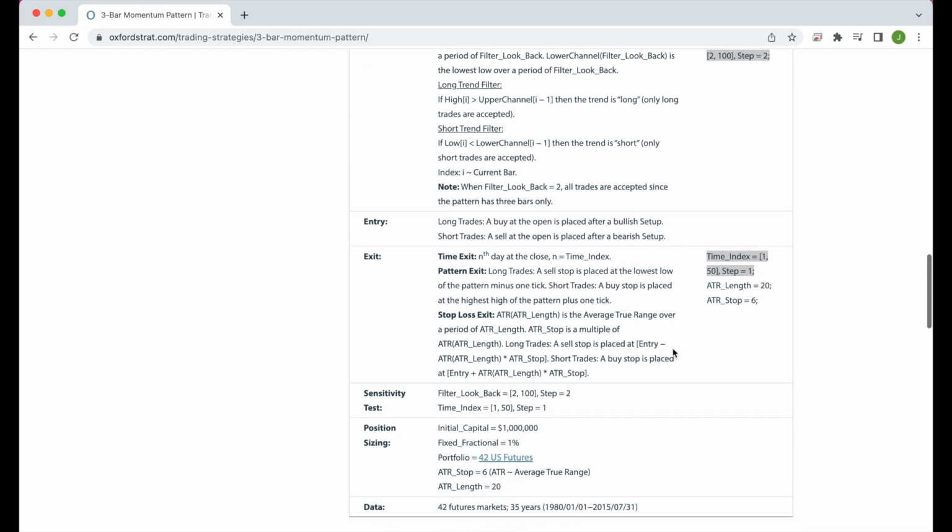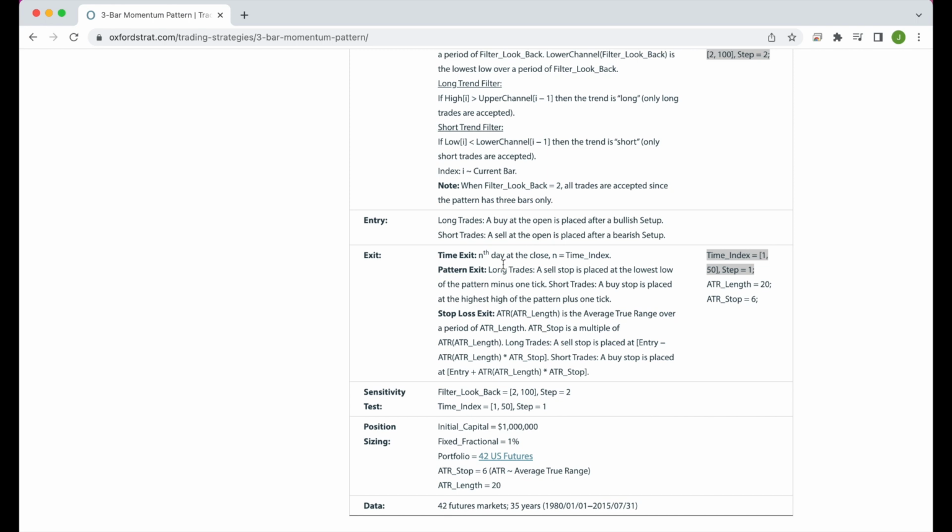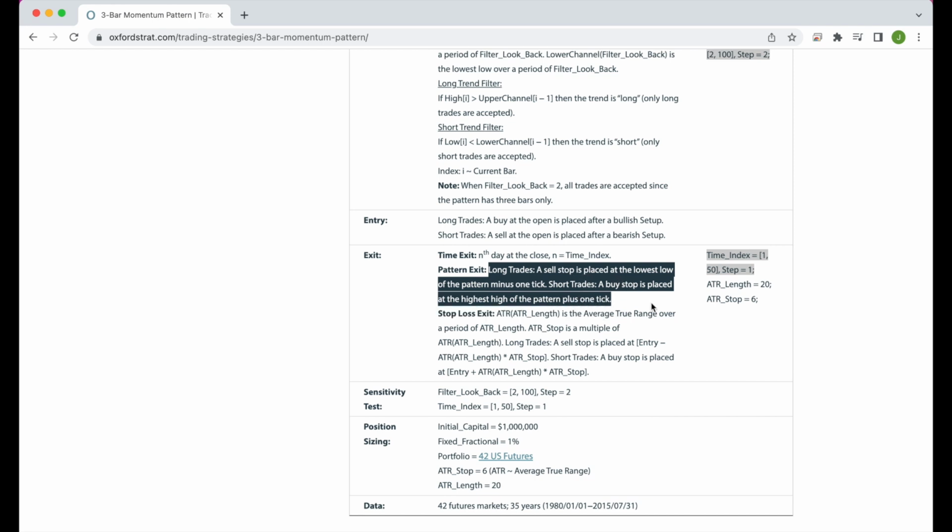And the exits are very simple too. We've got our nth day exit or an X bar exit, which means just exit after so many daily bars. So it could be 2 bars, 5 bars, 10 bars. That's something that we're going to test. And we've also got quite a close stop loss. So for long trades, a sell stop is placed at the lowest of the pattern low minus 1 tick.